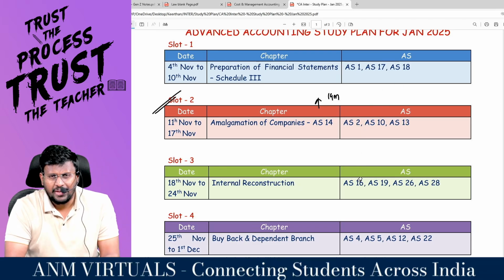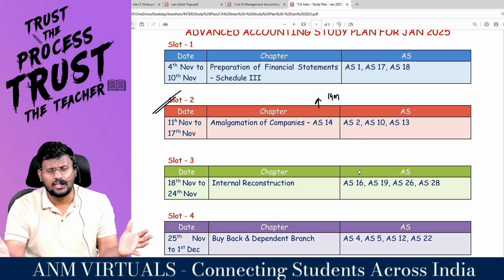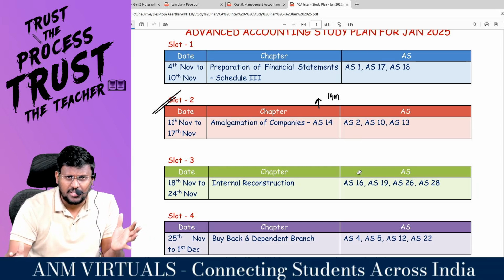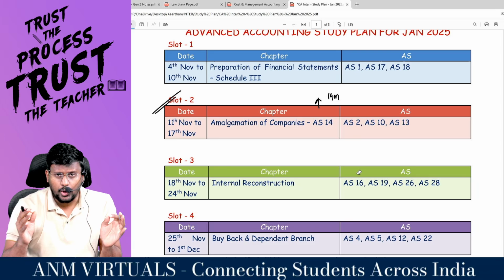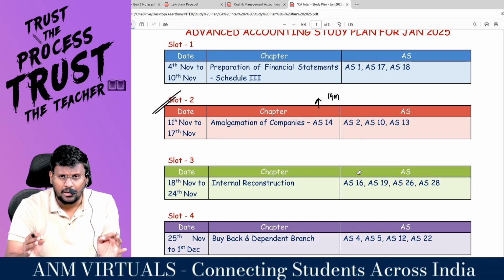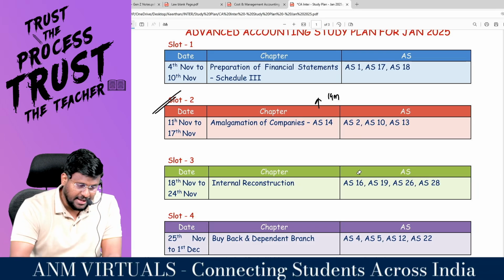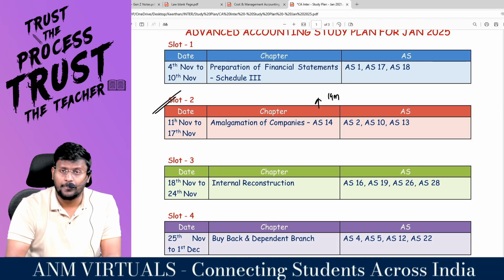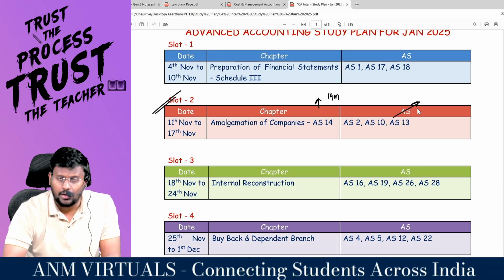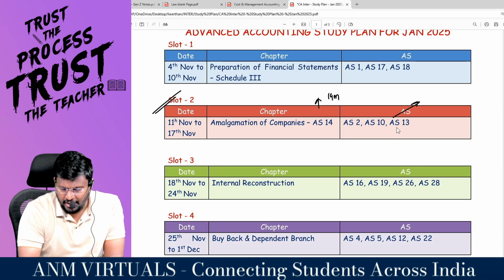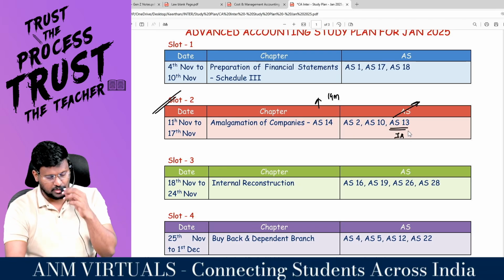So don't leave that. AS10 is actually a very big standard with regard to biological assets and other than biological assets, all those. So if you are preparing, sir, take proper time and prepare. AS13 is an expected question. From this AS13, my video is also available on YouTube. Sir, from AS13, investment accounts, how to solve investment accounts.